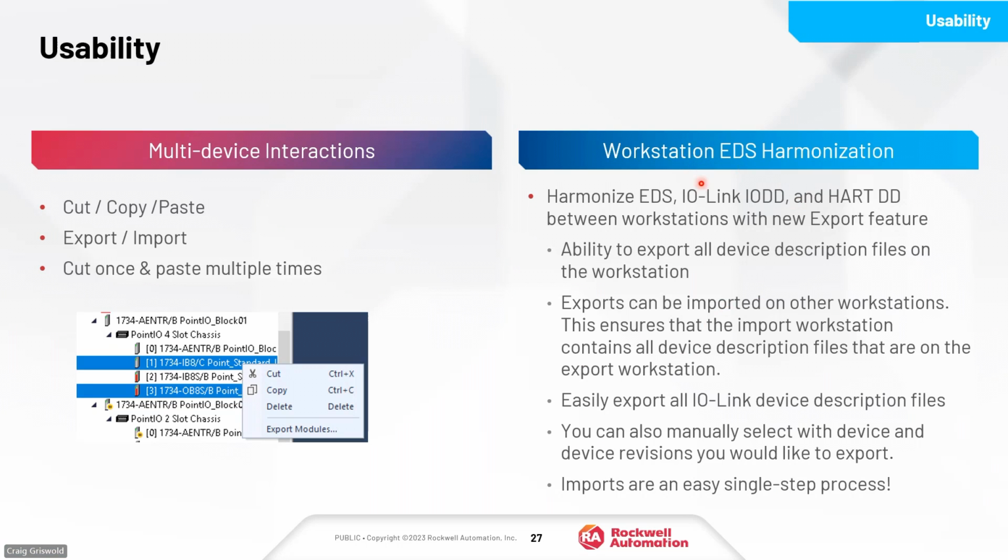Some of the other workstation, and I'm not going to use the word harmonization, but a quicker way to export documentation, device descriptions for EDS files, for I/O link device descriptions, and HART device descriptions. So if I develop this on a single workstation, I can export all these in an export file. It's still a manual process. Give the export to coworkers, my other engineers working on the project, and they'll import them. And now everybody's on the same page with the same EDS files, same description files for these devices.